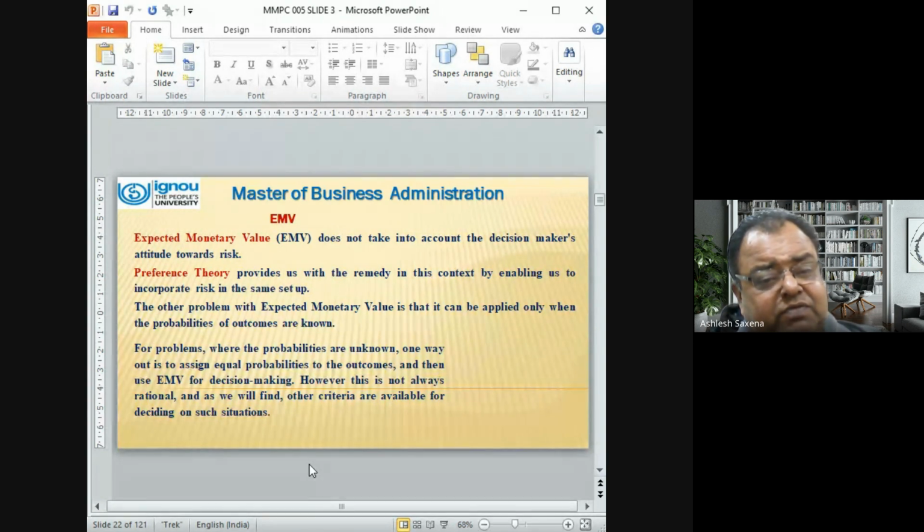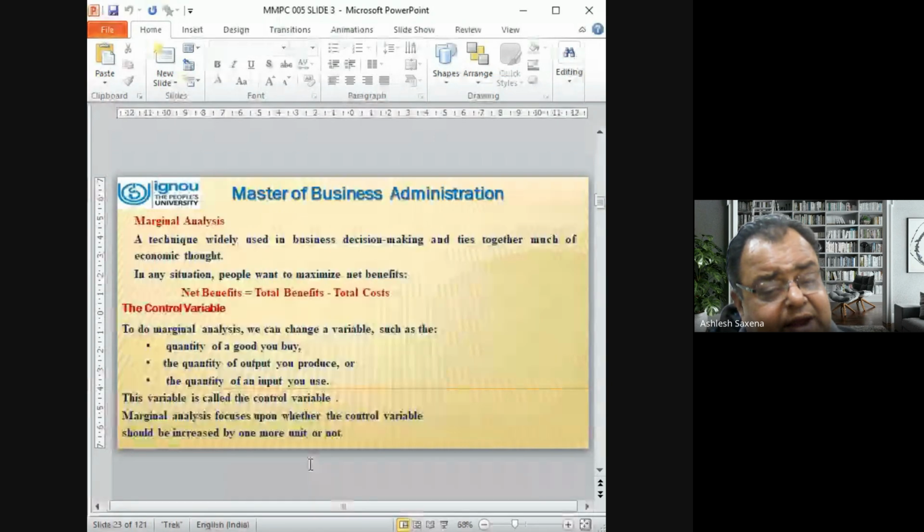Preference theory provides us with the remedy, enabling us to incorporate risk in the same setup. The other problem with expected monetary value is that it can be applied only when the probabilities of outcomes are known. Probabilistic में तो हम कर सकते हैं, नॉन probabilistic में नहीं करेंगे. For problems where the probabilities are unknown, one way out is to assign equal probabilities to the outcomes and then use EMV for decision making. However, this is not always rational, and we will find other criteria that are available for deciding on such situations.